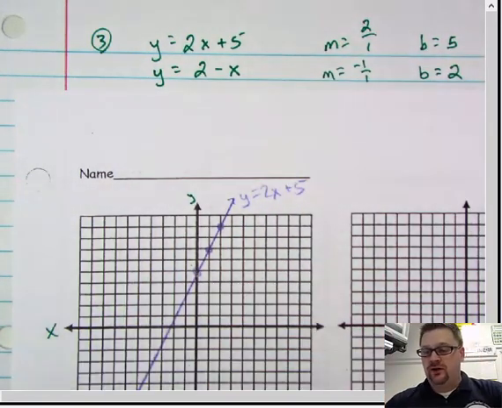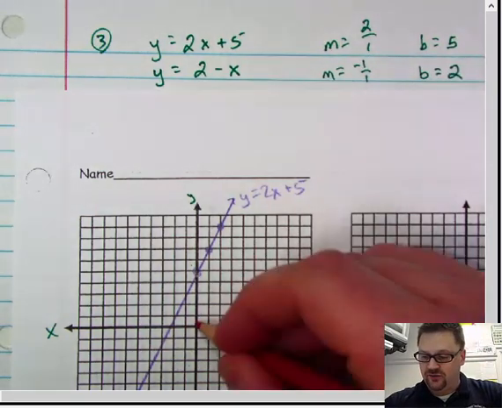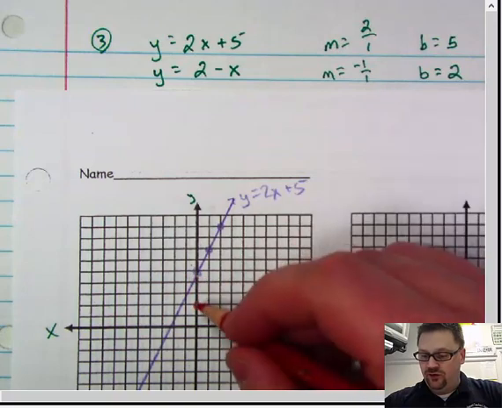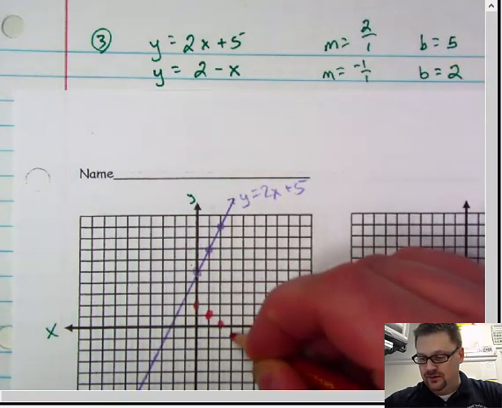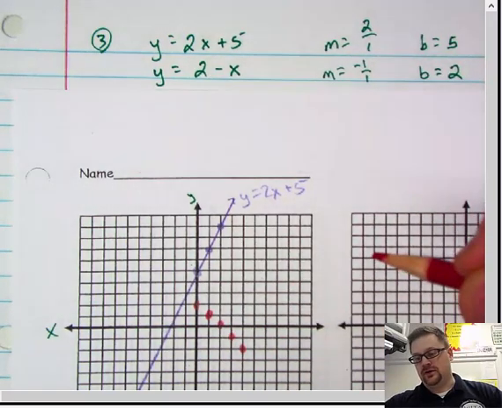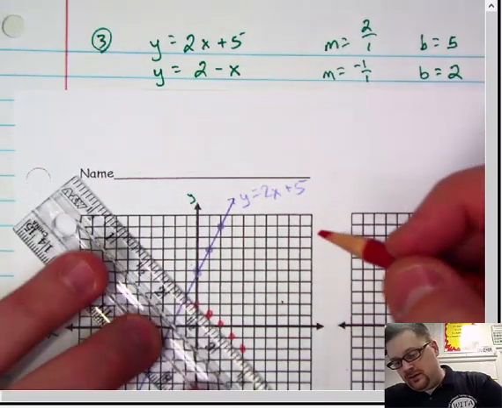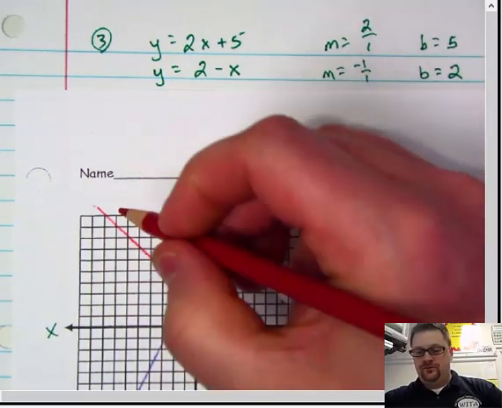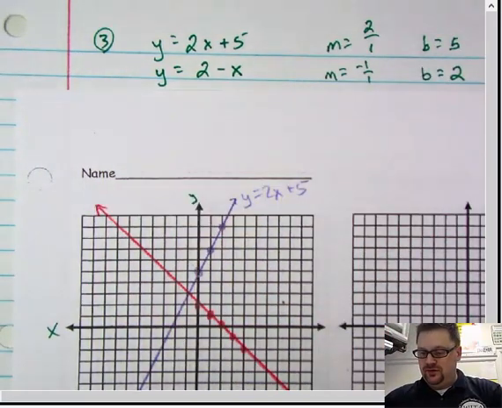Now I graph my other line, which has a y-intercept at 2. And the slope is negative 1, so I go down 1 and right 1. Okay? And if I draw that line, that's y equals 2 minus x.